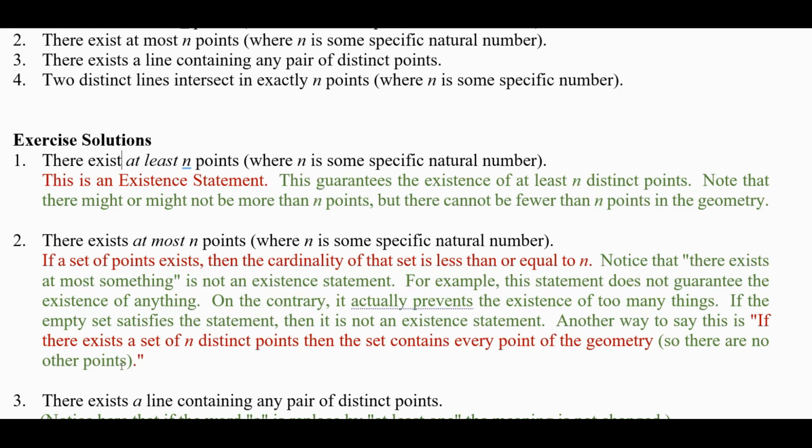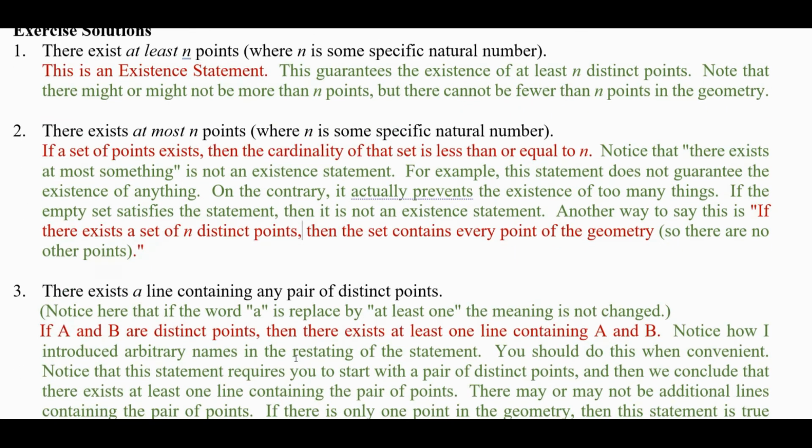So there exists at most something is not an existence statement. It doesn't guarantee the existence of anything. On the contrary, it actually prevents the existence of too many things. If the empty set satisfies the statement, it's not an existence statement. So there could be an empty set of points in the geometry that would satisfy there exists at most n points. 0 points is at most n points. Another way to say this, in a form that would actually be more useful, is this: if there exists a set of n distinct points, then the set contains every point of the geometry, which means there are no other points besides those n points. That's the way it's probably useful to be used.